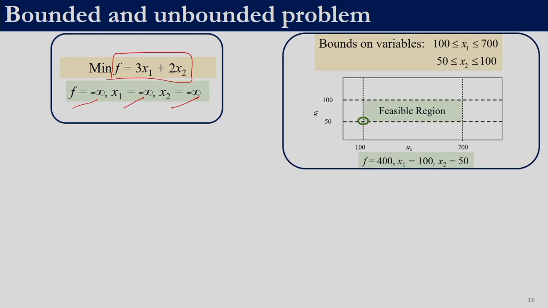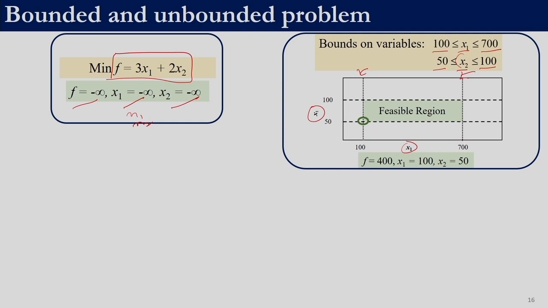Now if we put constraints on the decision variables, x1 and x2, which here were unrestricted, so x1 and x2 could have taken any values between minus infinity and plus infinity. Now we have restricted x1 to be between 100 and 700 and x2 to be between 50 and 100. We have this line, this is x1, this is x2. So x1 has to be greater than or equal to 100, so we have this line. And x1 has to be less than or equal to 700, so we have this line. So the feasible region of x1 is from here to here.